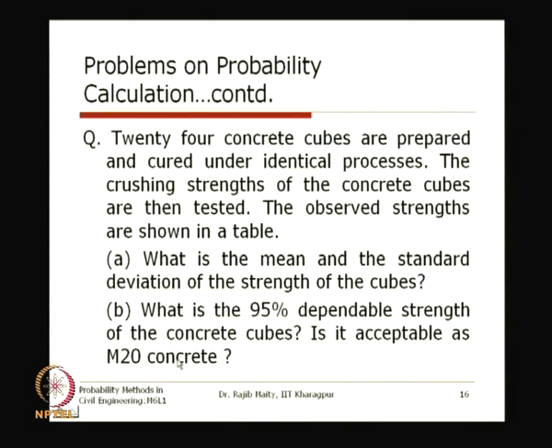Okay, we will go to the next problem, where the normal distribution is also used. This problem is on testing the strength of concrete, and you know that the characteristic strength of the concrete is determined based on 95% dependability.